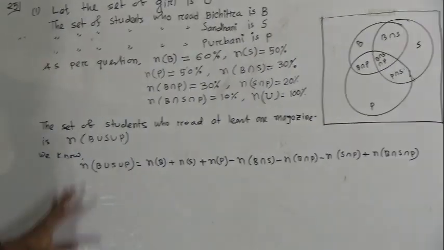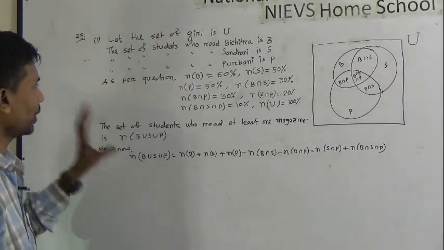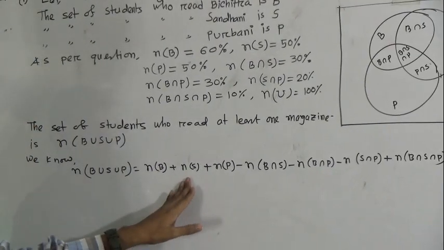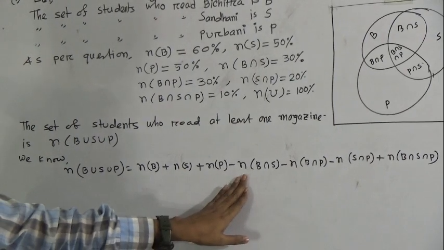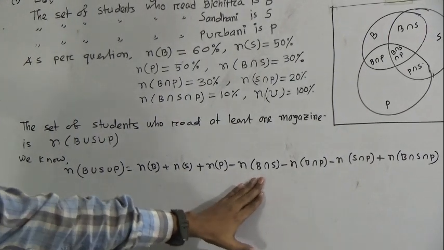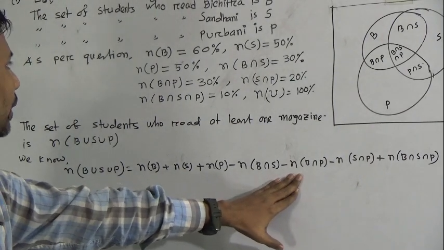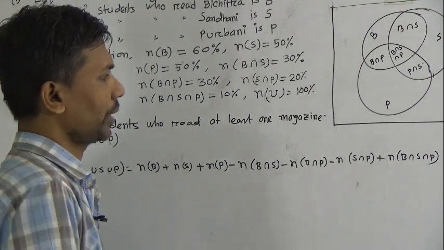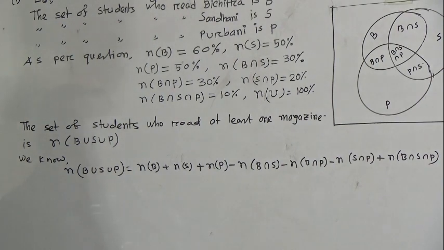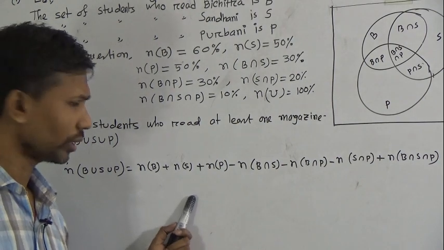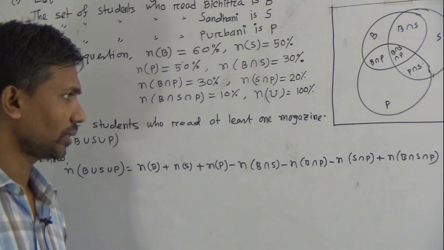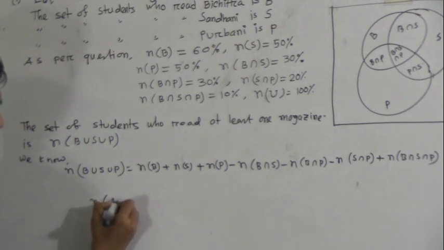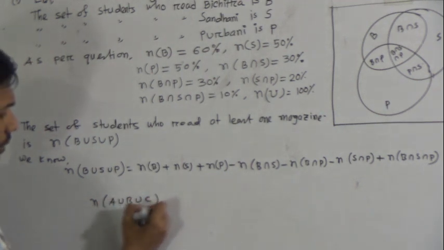Look student, this is the set of students who read at least one magazine. And this is the formula: number of B plus number of S plus number of P minus number of B intersection S, minus number of B intersection P, minus number of S intersection P, plus number of B intersection S intersection P. Student, I have taught in both the YouTube class and the live class how we can determine the formula of number of A union B union C.